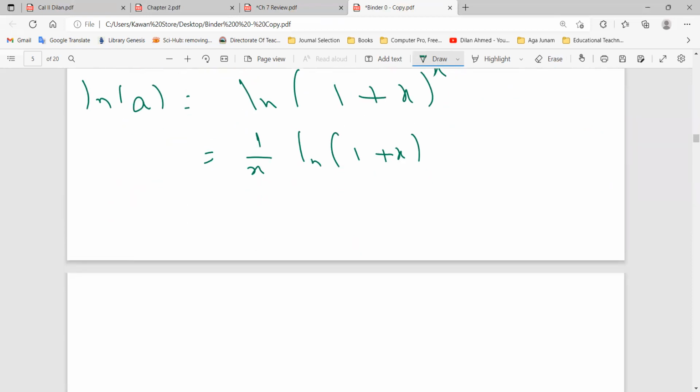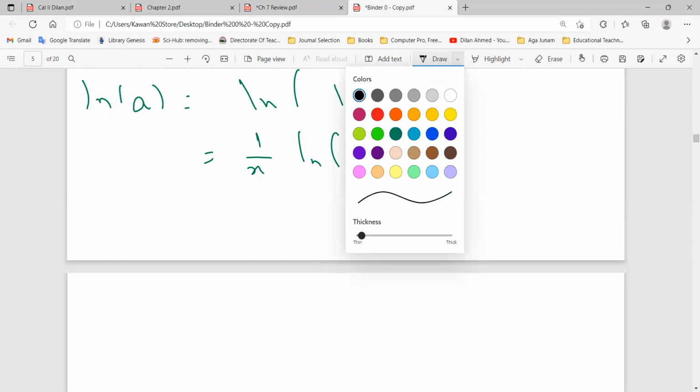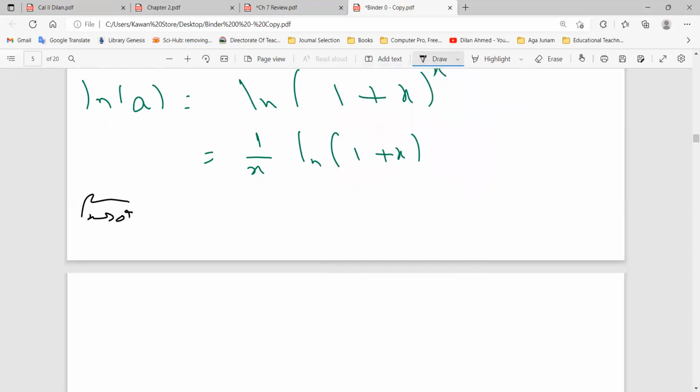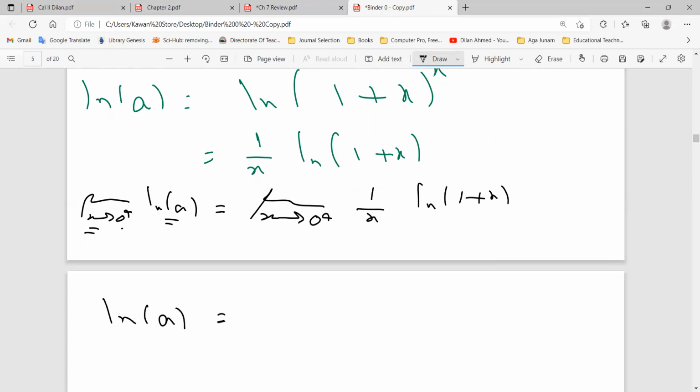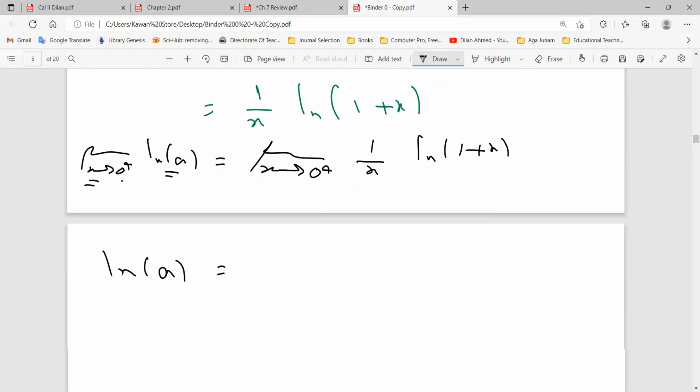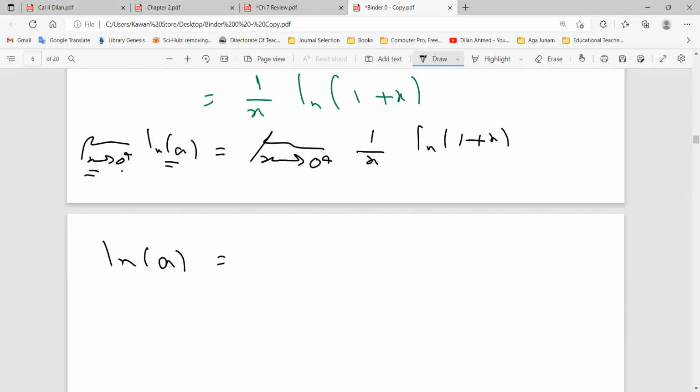So now, taking the limit for both sides, limit as x approaches 0 of ln of A is equal to limit of 1 over x times ln of (1 + x). Clear, right? Now if I substitute, here's x, here's A, so nothing changed on the left. How about the right side? Right side is equal to what?